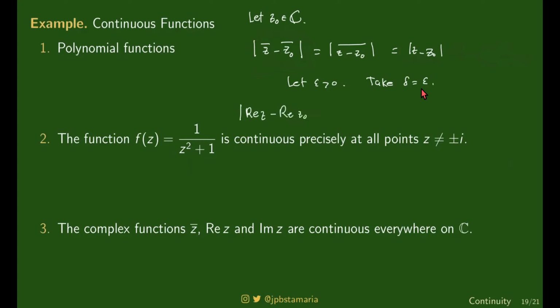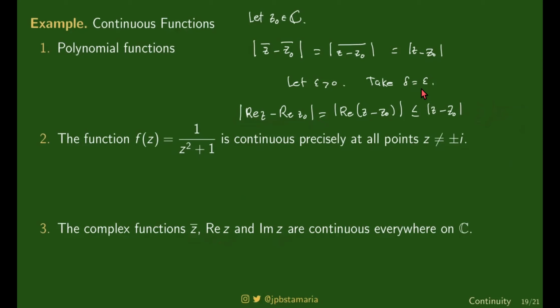Re z minus Re of z naught, property ng Re, it's the real part of z minus z naught. Now what do we know about this? This is less than or equal to absolute z minus z naught. And just like before, kapag yung delta mo ginawa mong epsilon din, ito ay magiging less than delta, so that will be less than epsilon. Kaya continuous yung Re z sa z naught. Similar for Im z, no? Yun din yung reason kaya magiging continuous siya. So these complex functions are everywhere continuous.